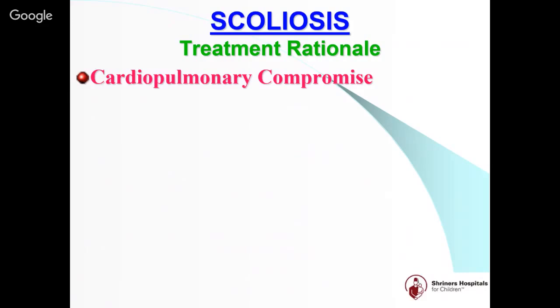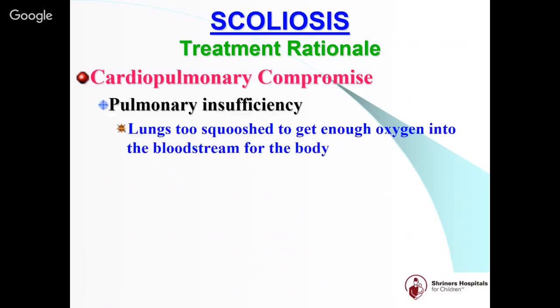Getting back to the treatment rationale, if the chest size gets too small, then what's inside the chest can get choked off, and that can cause what's called cardiopulmonary compromise, or heart and lung issues. Part of that is pulmonary insufficiency, where essentially the chest gets so deformed that the lungs get squished, and you have trouble getting oxygen into them, or trouble getting blood into them, or more importantly, the areas where the blood and the oxygen are supposed to come together are mismatched. And so you're not able to get good transfer of oxygen into the bloodstream.